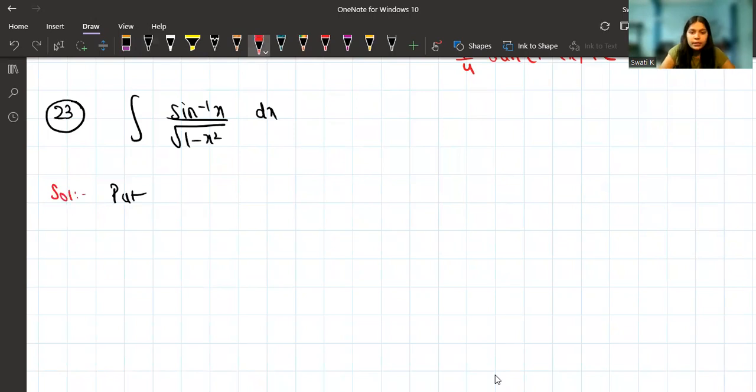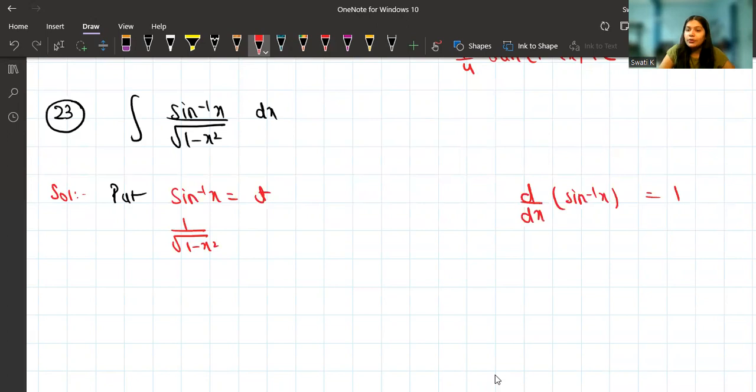So simply put sine inverse x to be t. So what is the derivative of sine inverse x? It is 1 upon root over 1 minus x squared. Remember, this is a formula. I'm not just writing it in any way. This is a formula. The derivative of sine inverse x is 1 upon root over 1 minus x squared. So using that formula, we got this. And of course, dx equals dt.